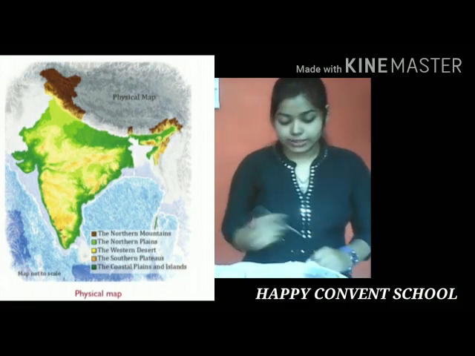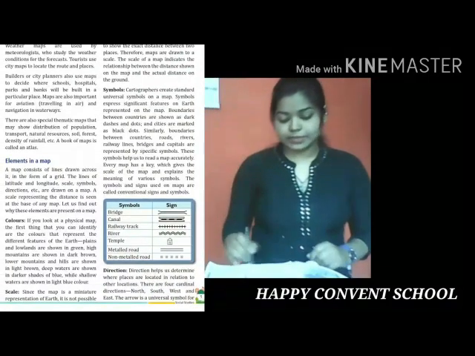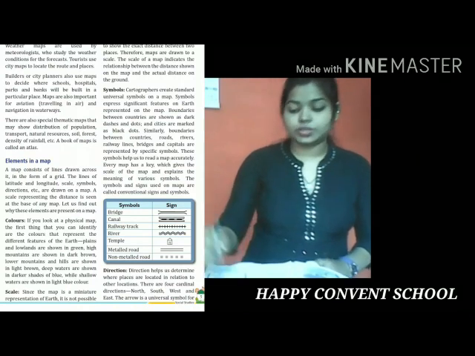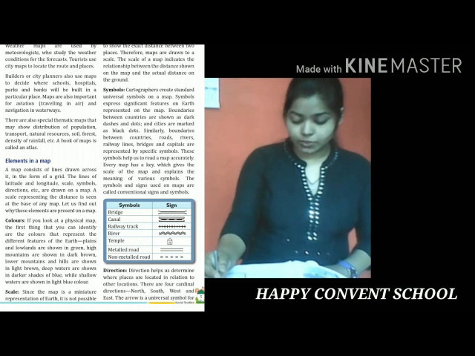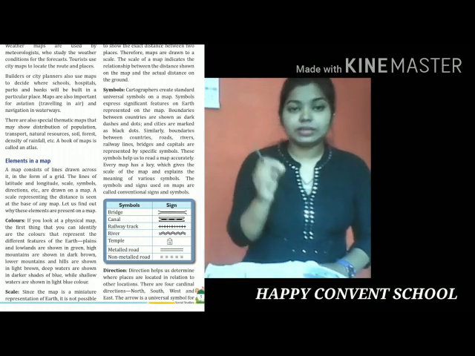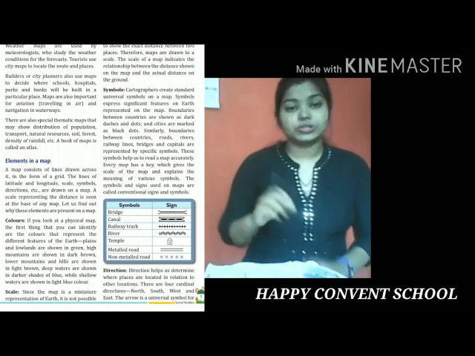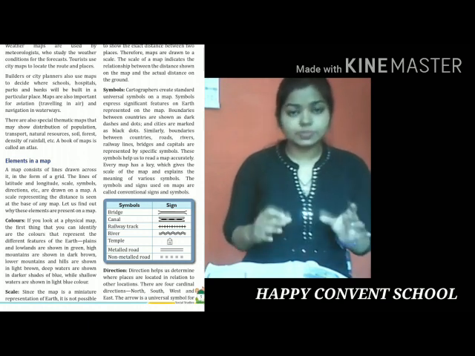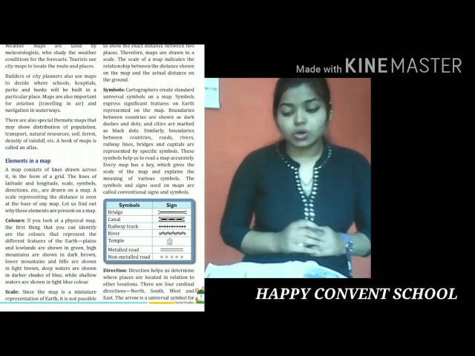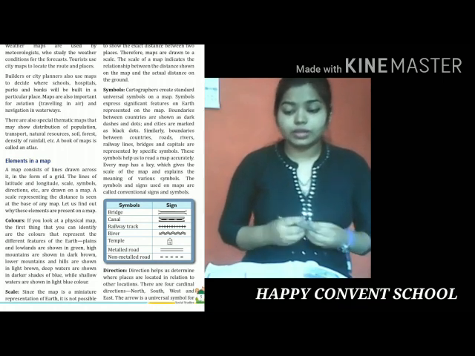So the next element is scale. Since the map is a miniature representation of Earth, it is not possible to show the exact distance between two places. Here it is said that a map is just a miniature, meaning a small representation of the big Earth. So it is not possible to show the exact distance between two places, right? So what do we do? We use scale here.